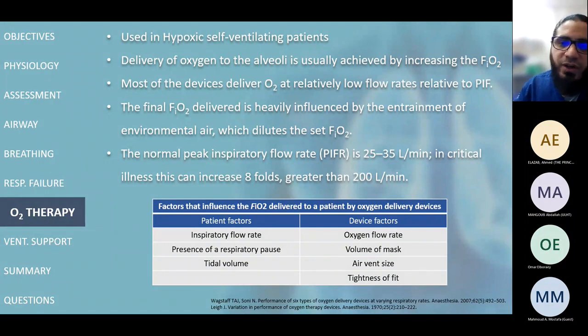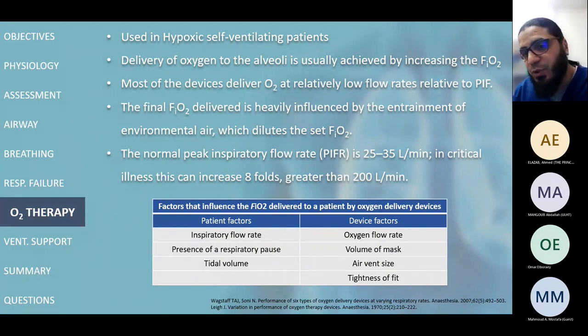So the air travels with a flow of 25 to 35 liters per minute in a normal subject in a resting state. In critical illness, this can increase like 8-fold and goes up to 200 liters per minute. This is the patient demand of air in critical state. The simple oxygen devices that we use on the ward, and I think everybody will remember the number: the maximum flow rate that you can use in the ward is just 15 liters per minute.